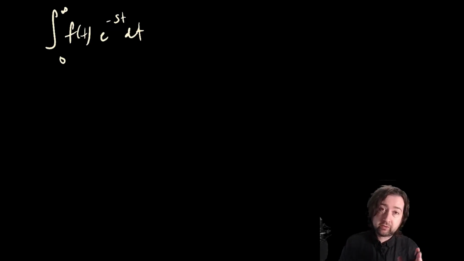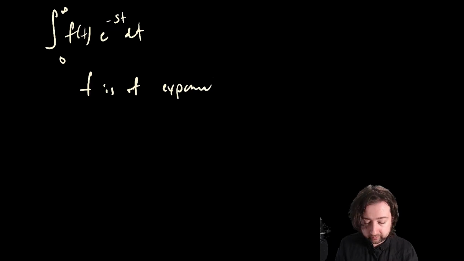So I mentioned before that if you're looking at an integral like the integral from 0 to infinity of f of t e to the minus st dt, and you want to know when this integral exists, when this converges, then what we need is for f not to grow as quickly as e to the minus st collapses. And a way that we can guarantee that happens is we define what it means for a function to be of exponential order.